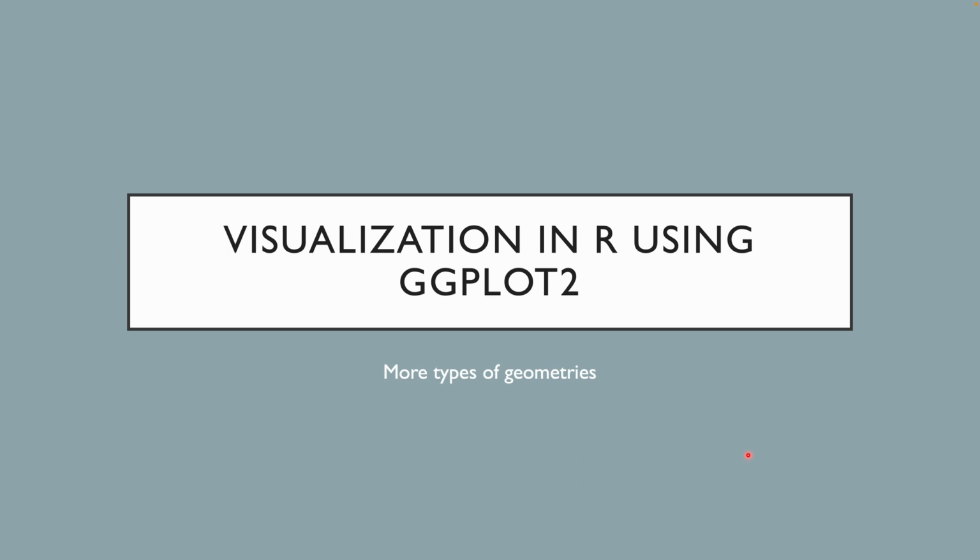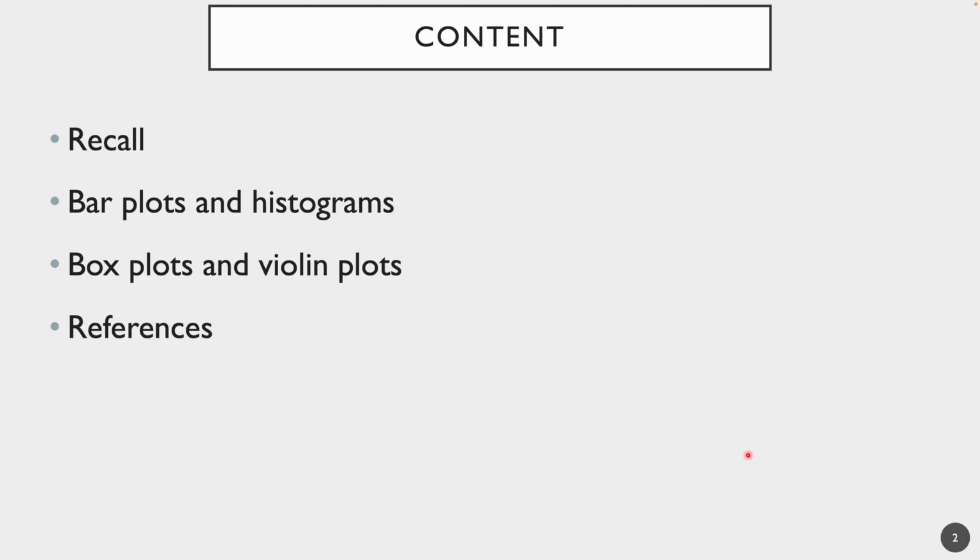My name is Joey. In this tutorial, we are going to talk about more types of geometries in ggplot2. Like what we did last time, we will first review what we have talked about last time. Then in today's tutorial, we will focus on two more types of geometries: one is the bar plots and histograms, and another one is the box plots and the violin plots. At last, I will give the references and review what we're going to do in the next step.